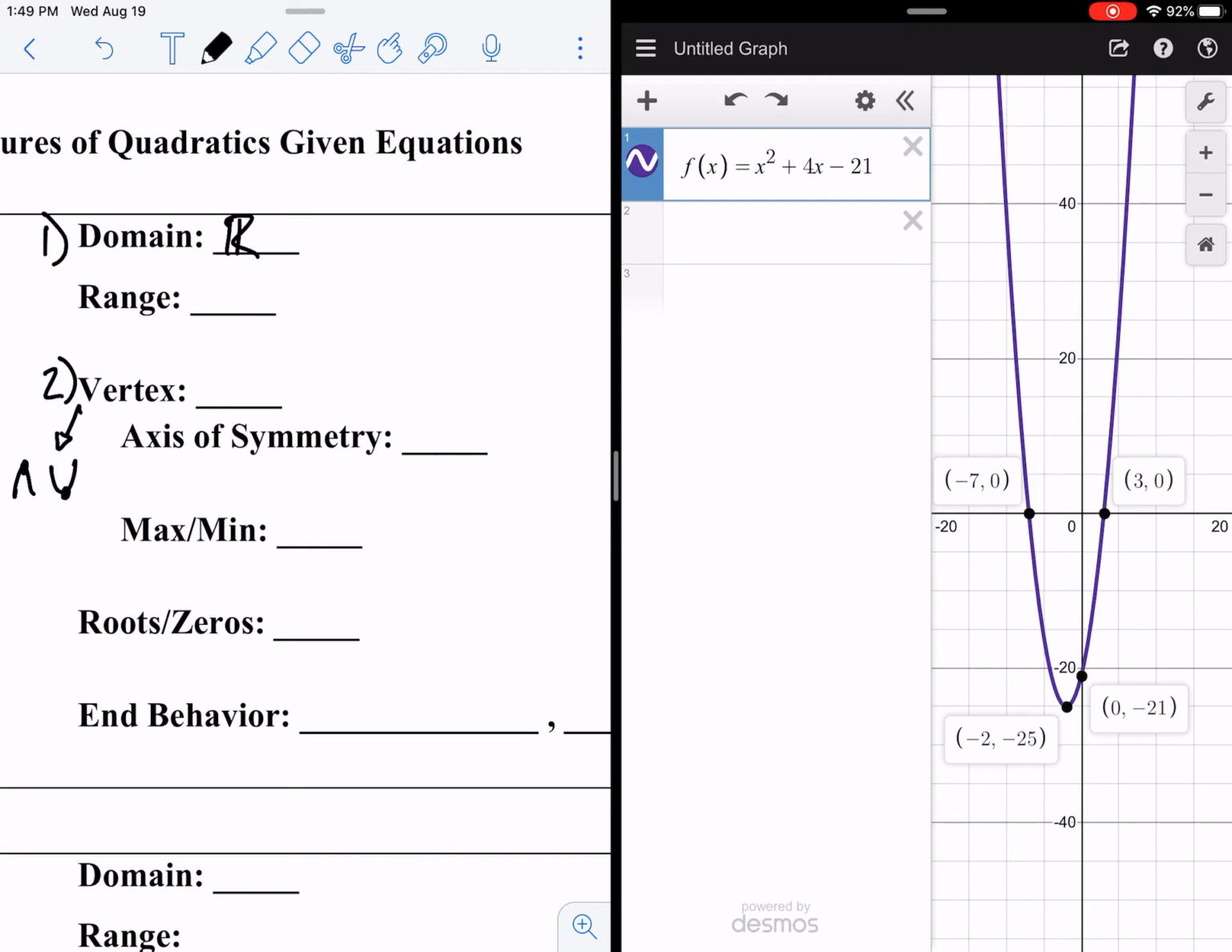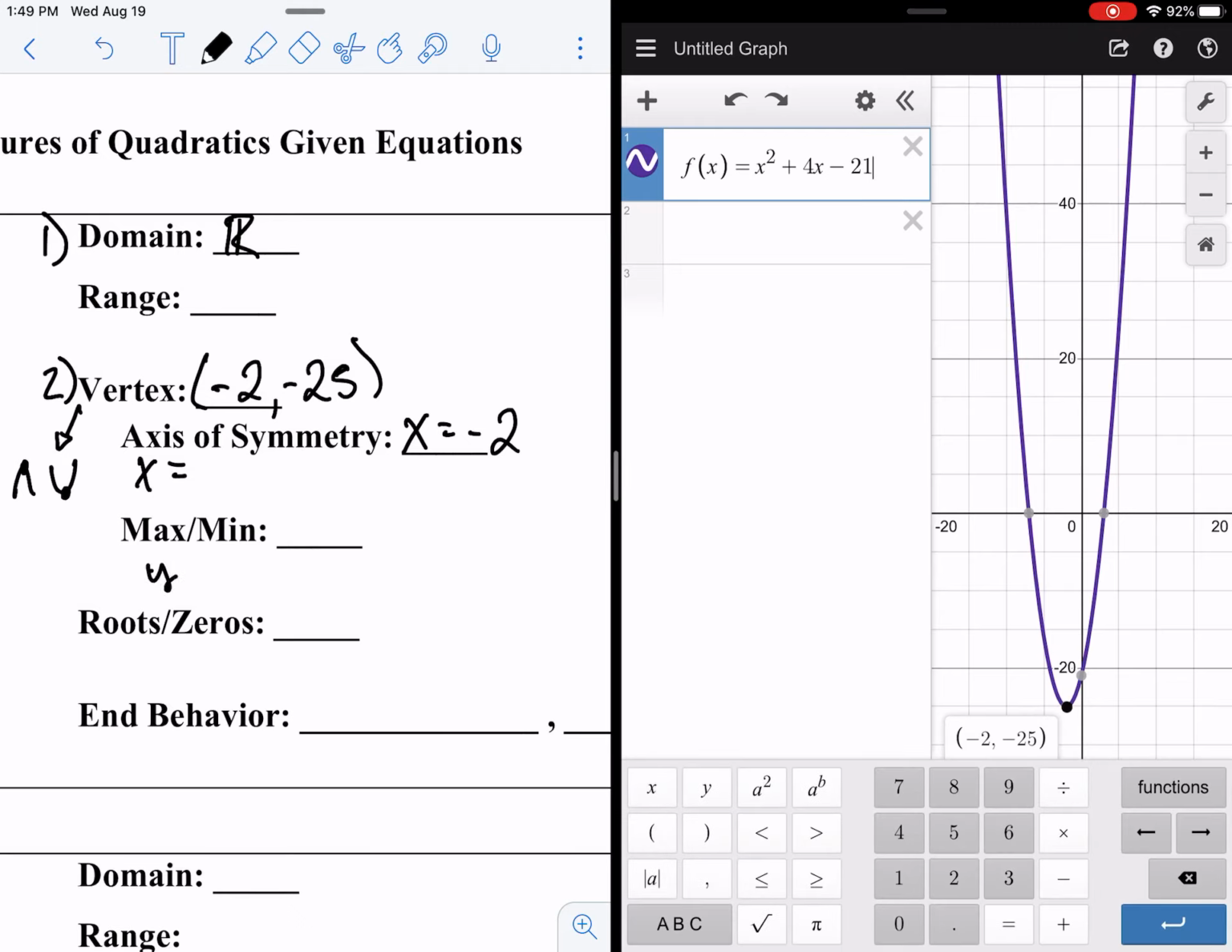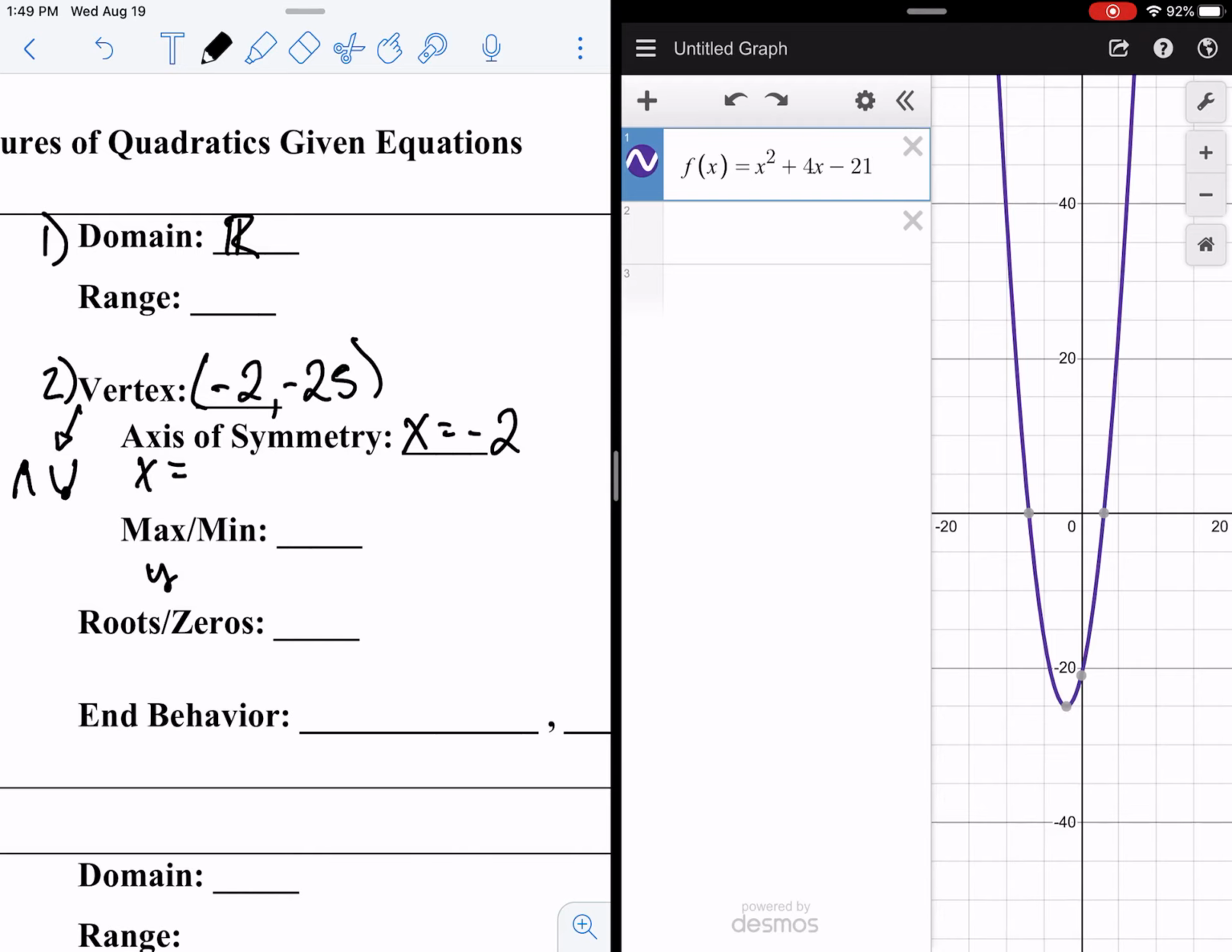Okay, so I know the vertex for this particular equation is -2, -25. I know my axis of symmetry is the x value of the vertex, and it's in the form x equals. Max or min, I know, is the y value of the vertex, and it is -25, and again, it's in the same form, y equals -25.